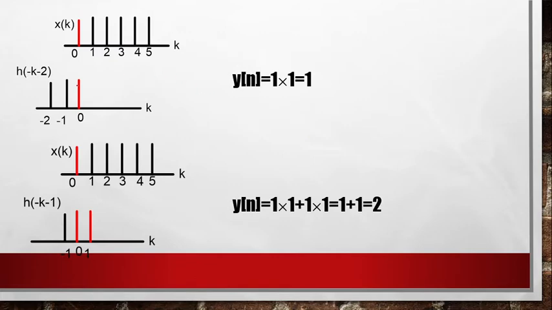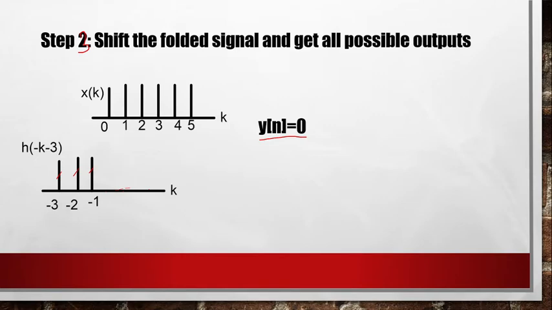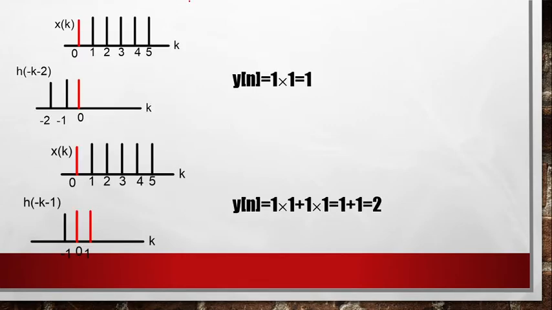Next, you shift this signal to the right hand side. So what I am trying to say is that initially the signal was like this. Initially h of minus k was like this.